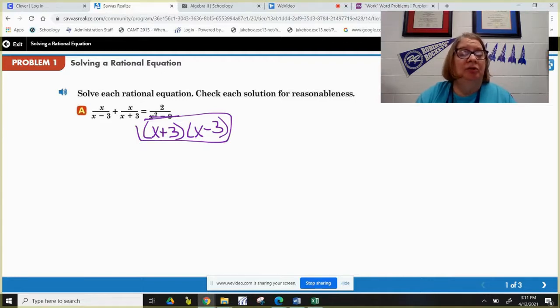So now what we're going to do next, after we find the common denominator, is multiply the whole fraction, that whole equation, by that common denominator. Why in the world would we do that? Let me show you.